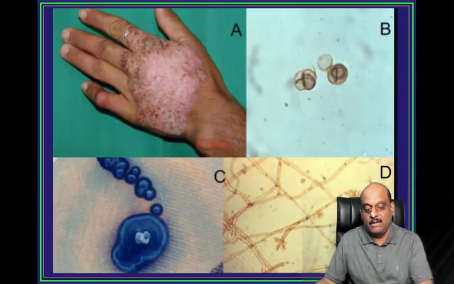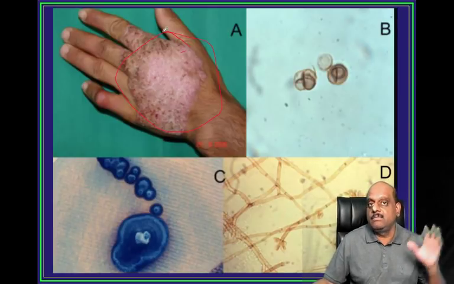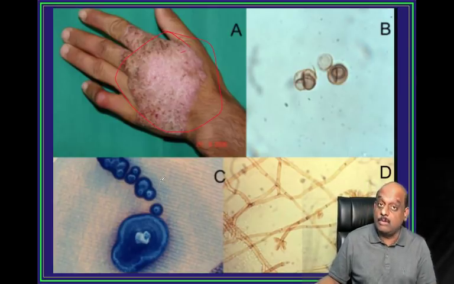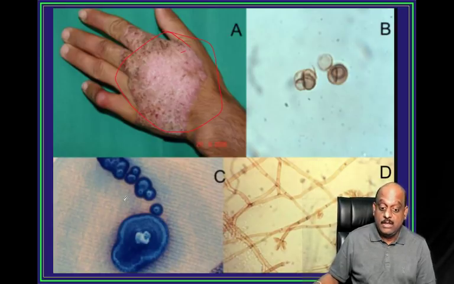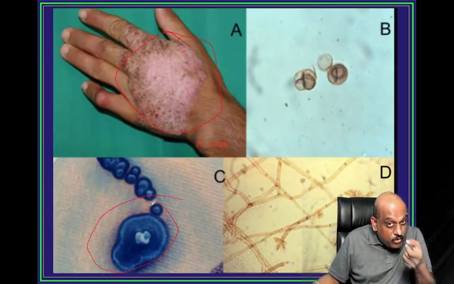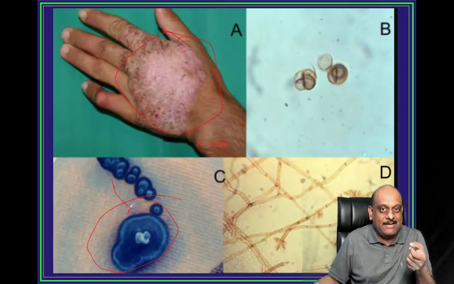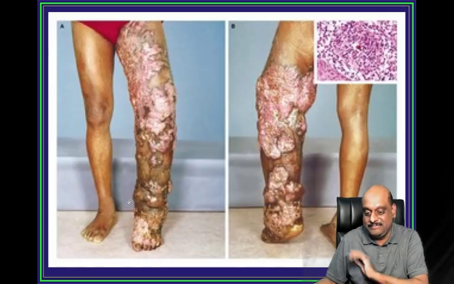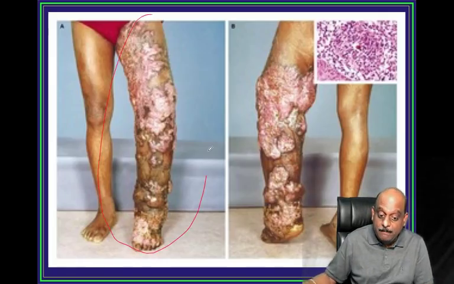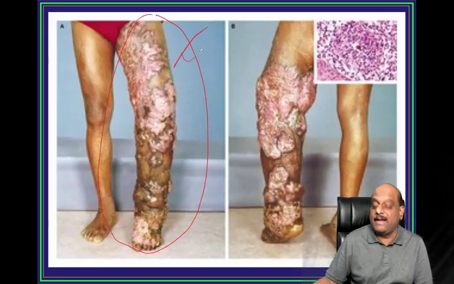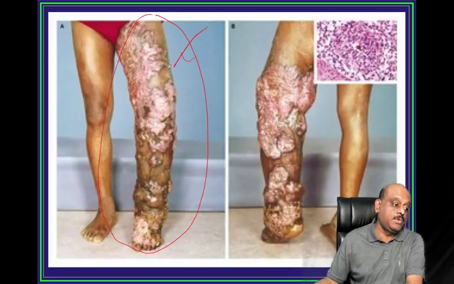Blastomycosis. So this is a typical lesion of blastomycosis, chromoblastomycosis. This is a double-walled spherical organism. And in some people, this kind of significant lesion can be there, chromoblastomycosis.